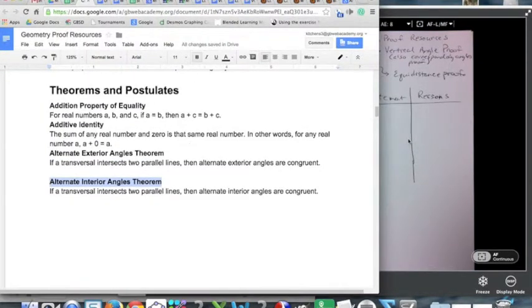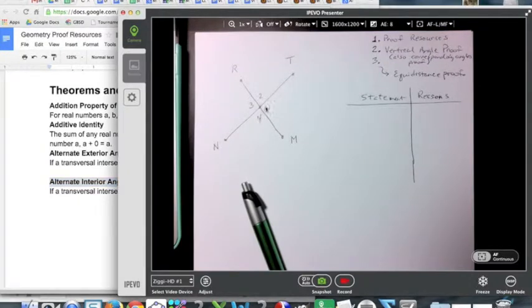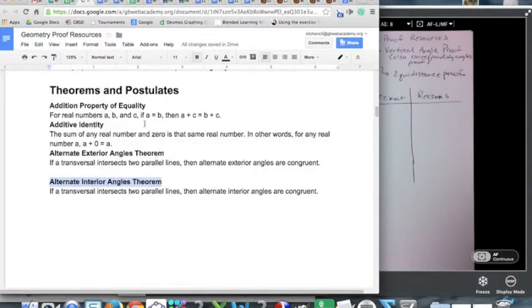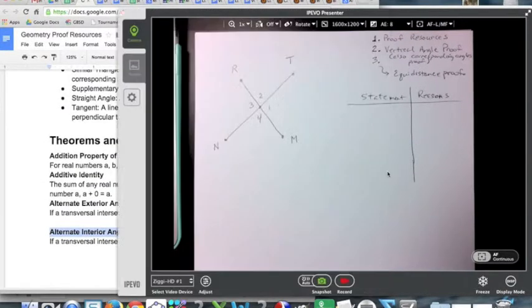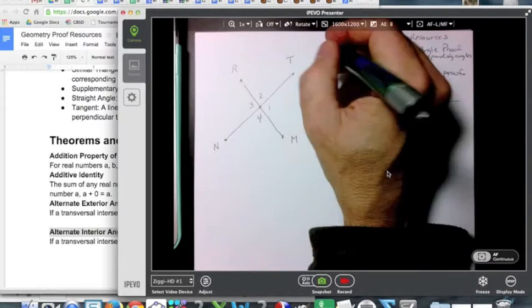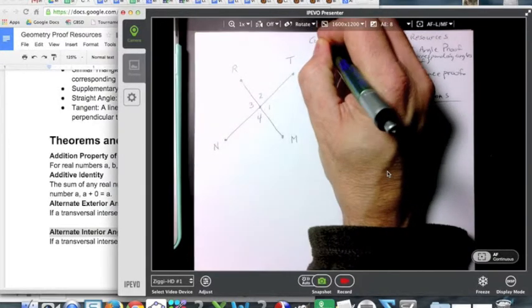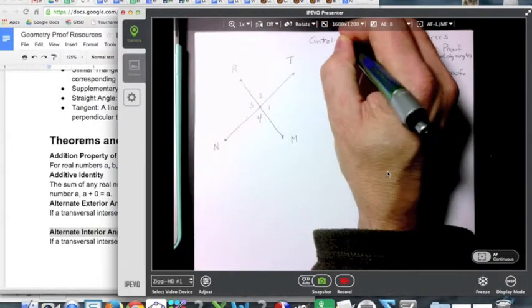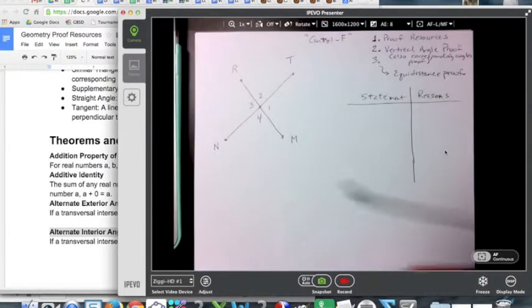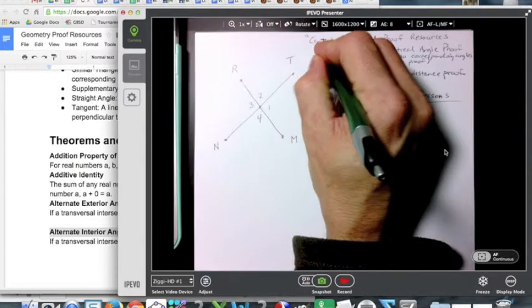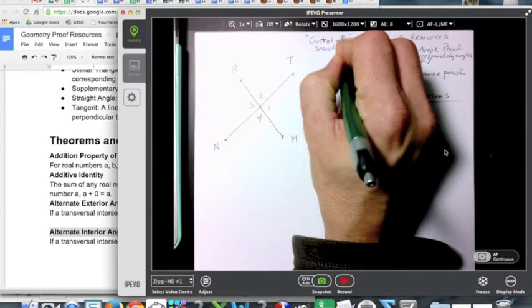If you're looking at this image, and in this case we don't have parallel lines, but if we did, and you weren't sure if it was alternate interior, you just had some word in your mind. That's one thing good about this document: I can do a Control F. If you have a Mac, it's Command F. Those two keys let you quickly search for words.